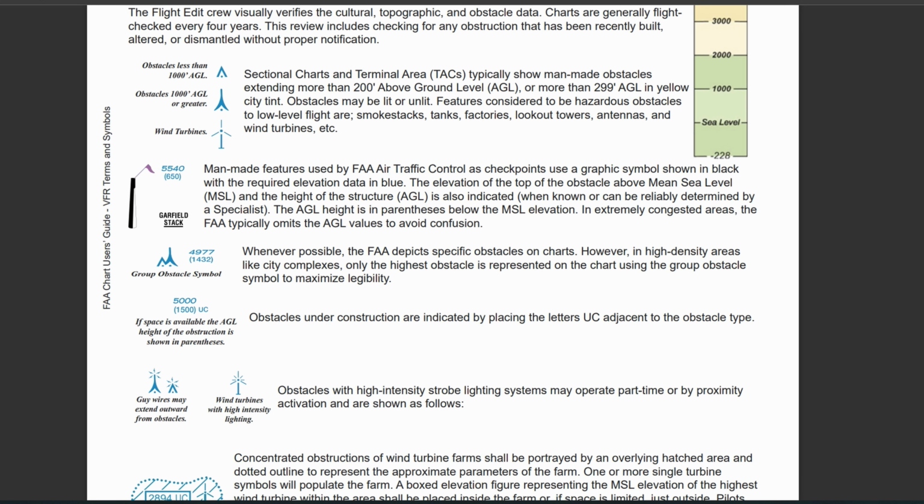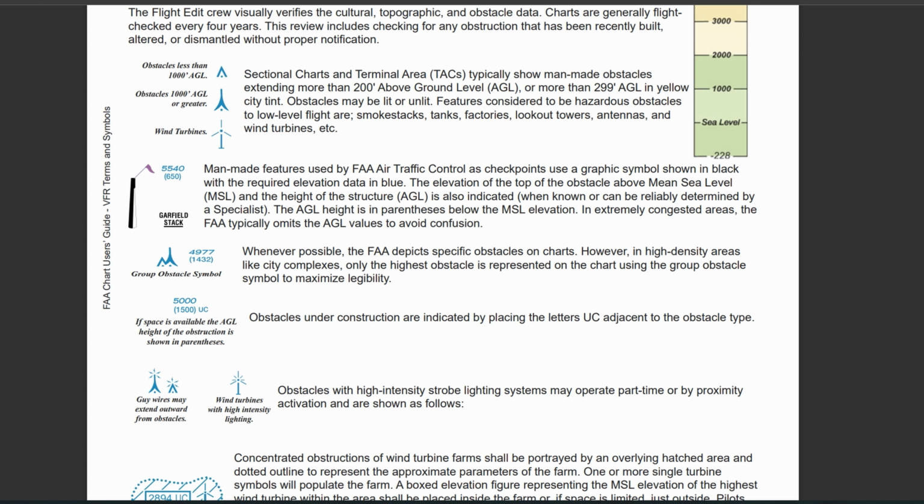Man-made features used by FAA, look to the left right here, like checkpoints or indications of high volume activity, are represented with like a black structure. It's going to have the elevation next to it as well. Typically the obstacles will too. The big number up top is always going to be MSL, which is mean sea level. That's how high it is above the sea level. And not always, but usually it'll also have a number in parentheses below it, and that is the AGL. They're nice enough to include that. So you have MSL, and then you have AGL underneath it, just for reference.